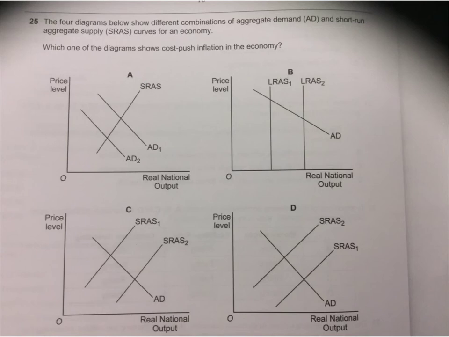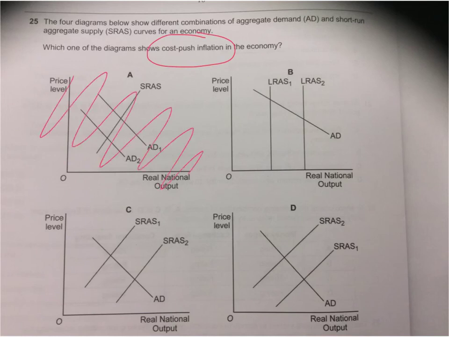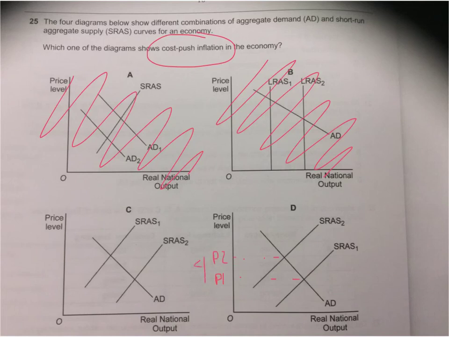Right, really easy question. We know cost push inflation is shown by a shift in the short run aggregate supply because it's a change in the firm's cost of production. So already we know this can't be right because that's to do with AD. Secondly, this one can't be right because it's to do with long run aggregate supply. So it can only be C or D, and it's got to be the one where the price level goes up. As you can see with part D, that was the price level at first, and now it's gone up to this price level. So the price level's gone up. That's cost push inflation. So the answer is D.